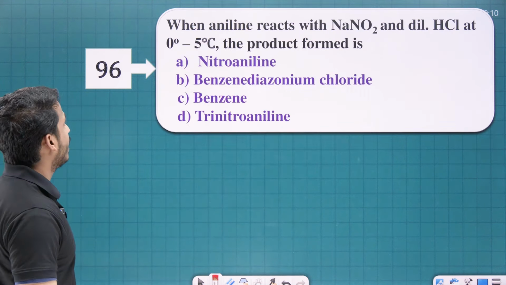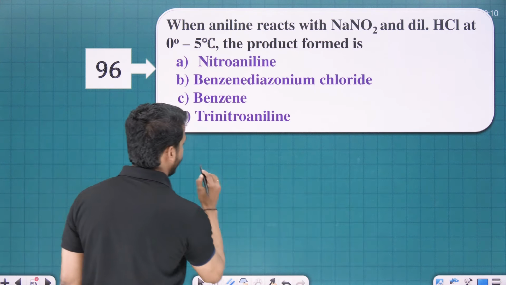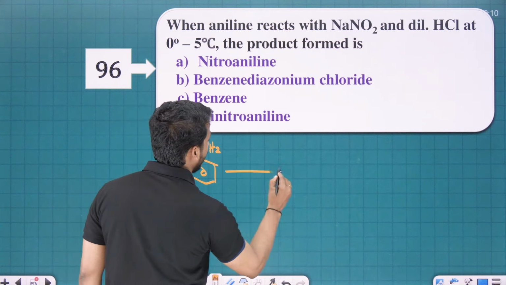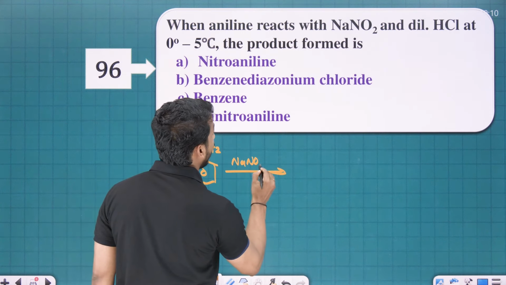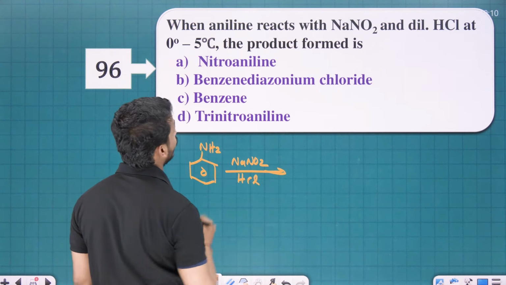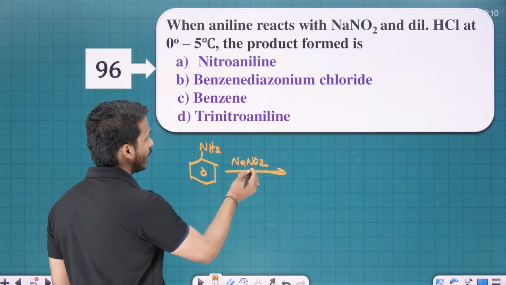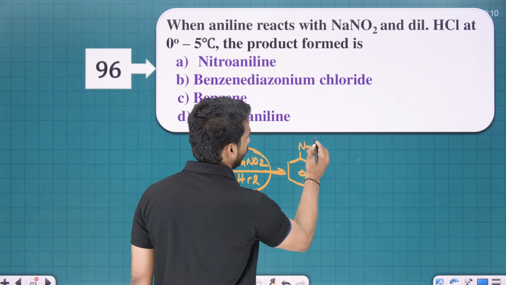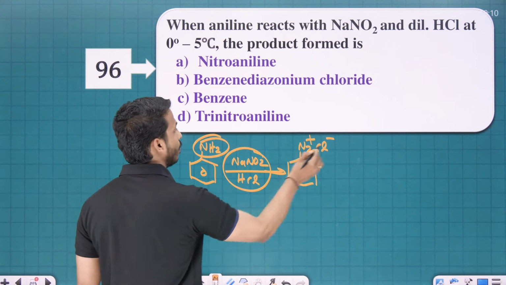Next one, when aniline reacts with NaNO2 and HCl at 0 to 5 degrees, what is the product formed? Write the reaction fast. What is this? Diazonium salt, right? What happened? NH2 becomes N2Cl.